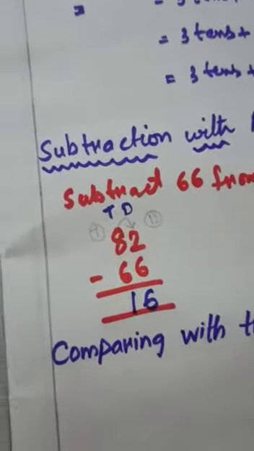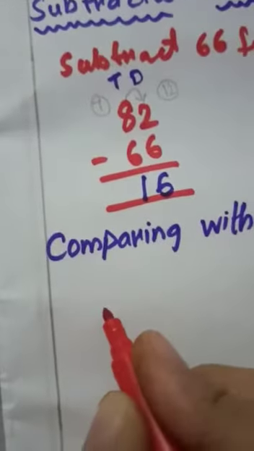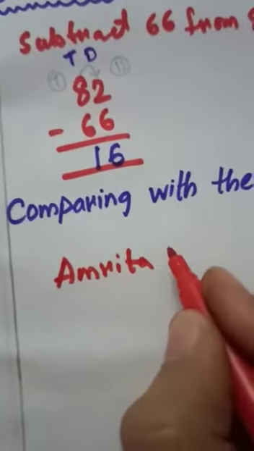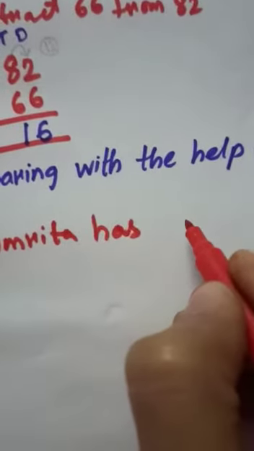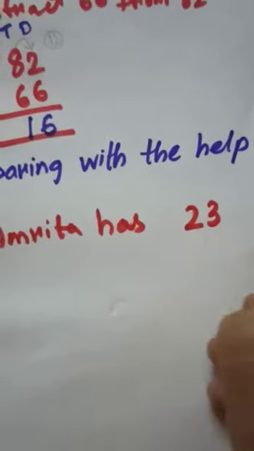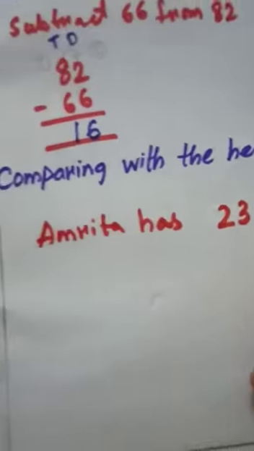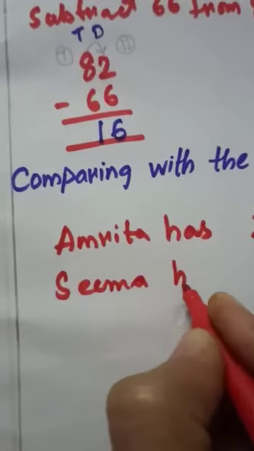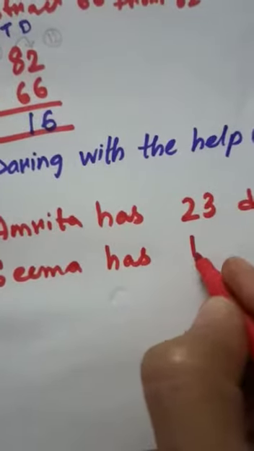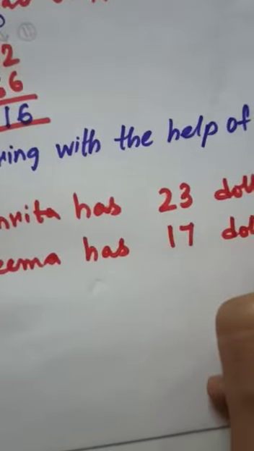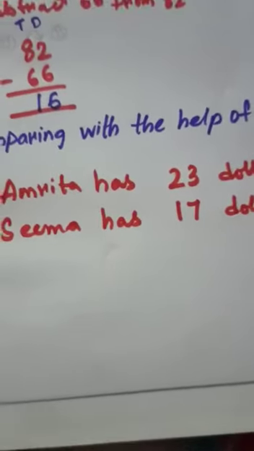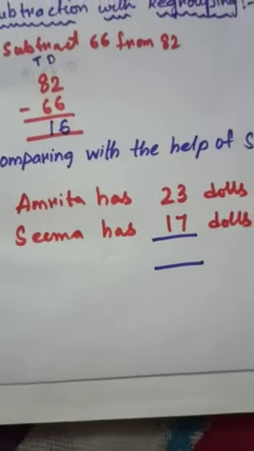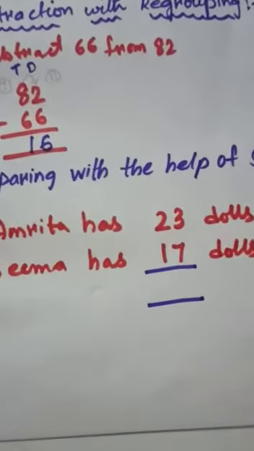Now, first, Amrita has 23 dolls. And Seema has 17 dolls. Now we have to find who is having more than whom, and how much.